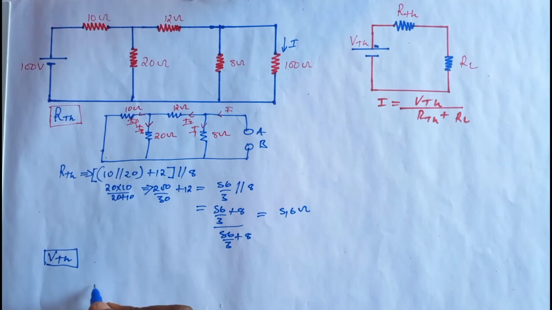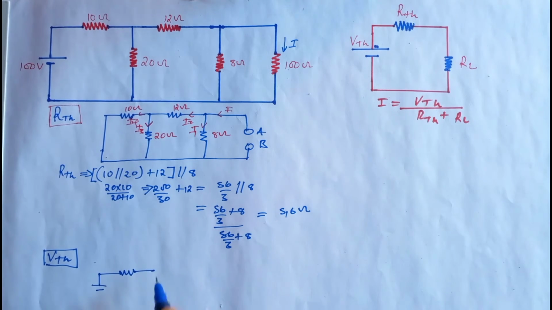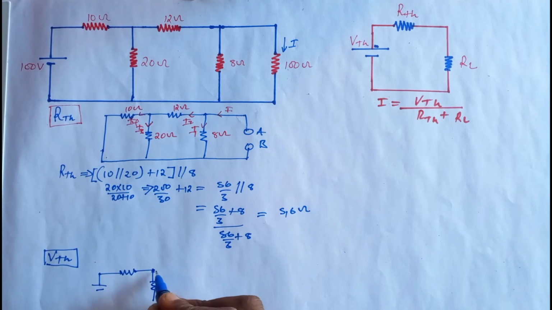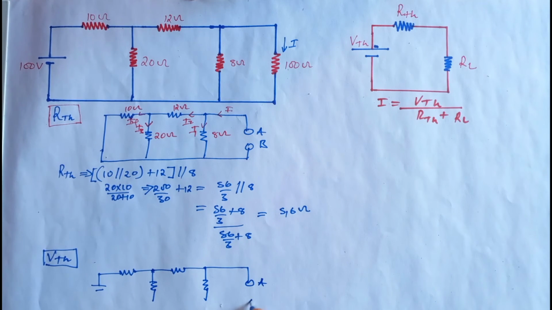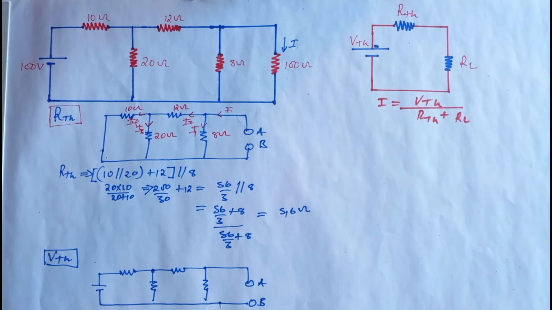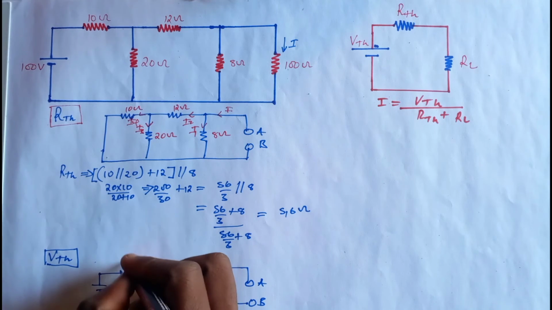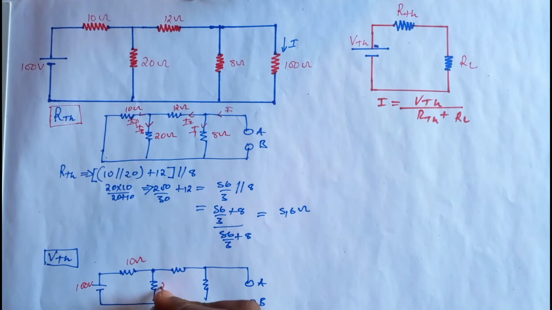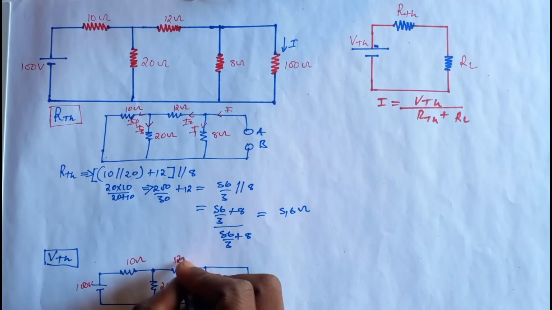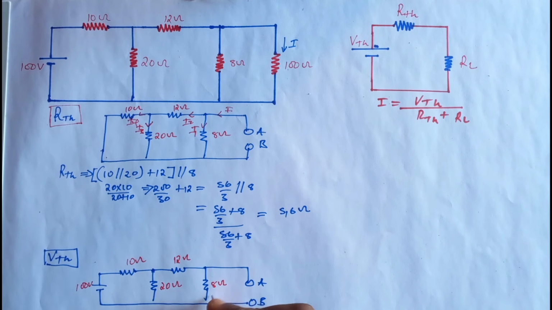I'm going to draw our power source, 100 volts. We have the 10 ohm resistor, the 20 ohm resistor, the 12 ohm resistor, and the 8 ohm resistor. And we have terminals. We say this is A and this is B.